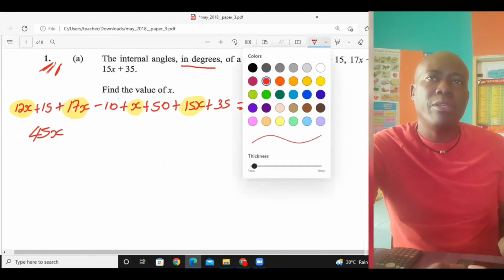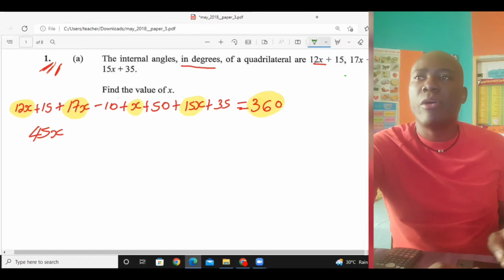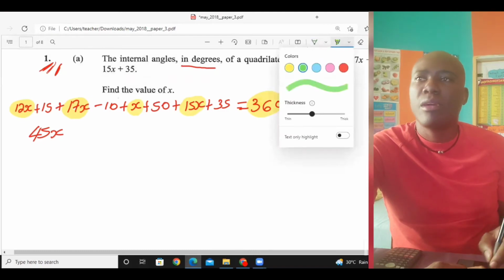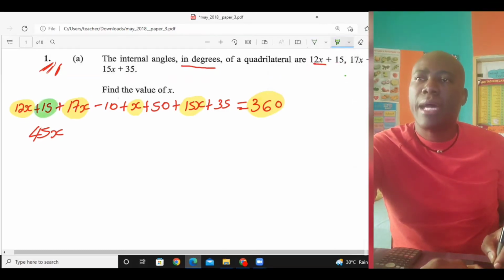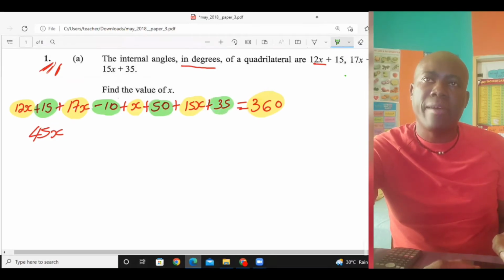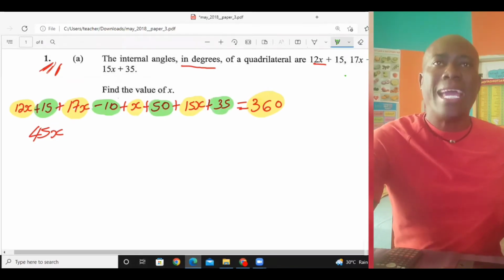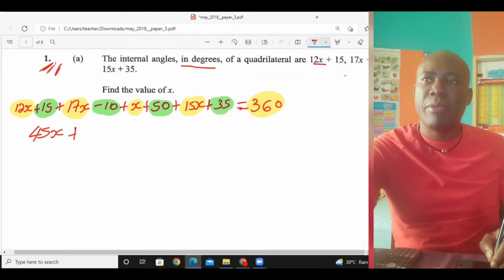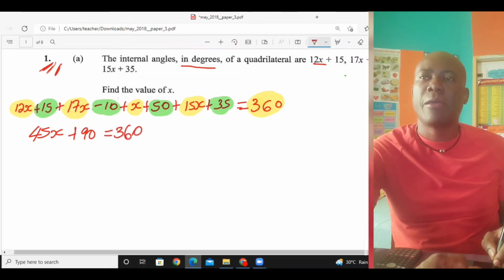Then I'm going to be adding the numbers. So let me highlight the numbers as we go. I'm adding 15, and then I'm taking 10 from that. So that's 5, and then I'm adding 50, that's 55, and then I'm adding 35, and that's going to give me 90. So all of that would come to 90. So we have plus 90, and all of this is equal to 360.